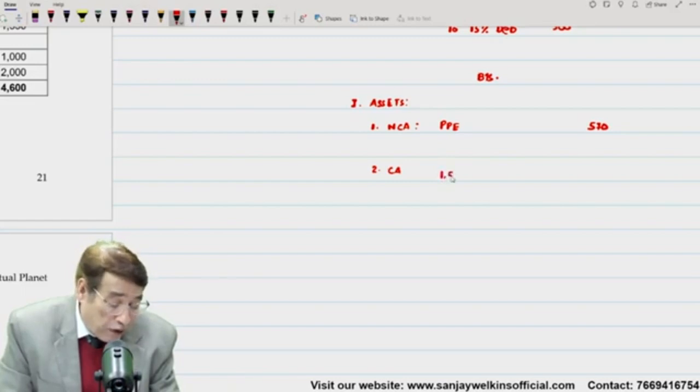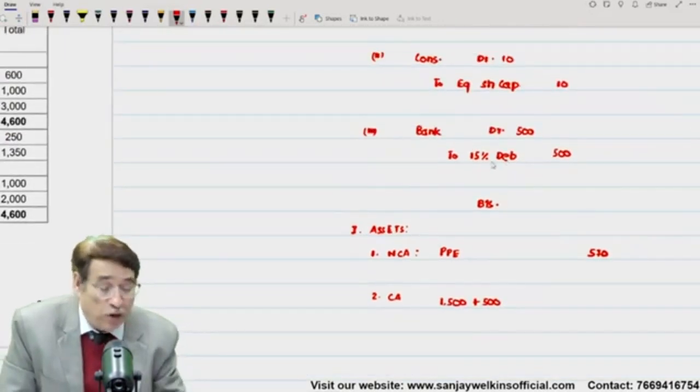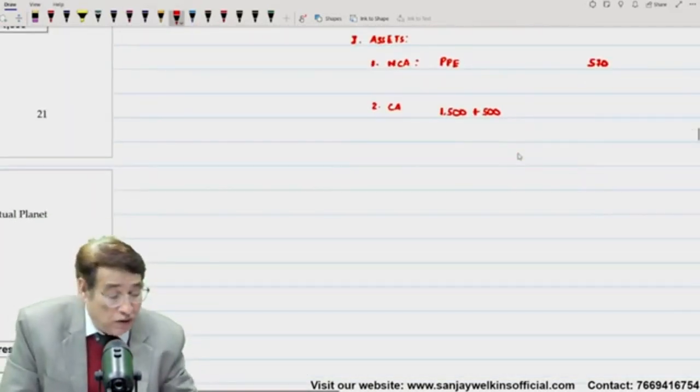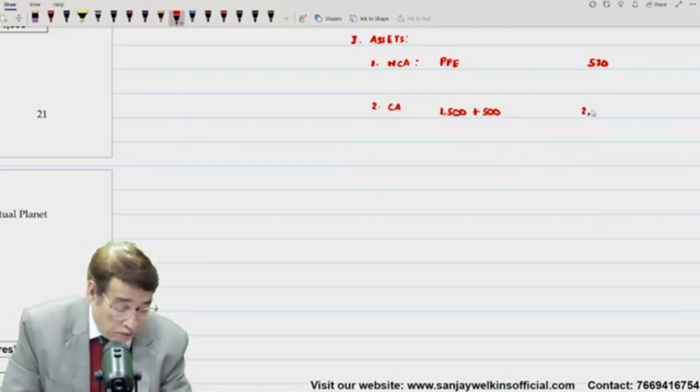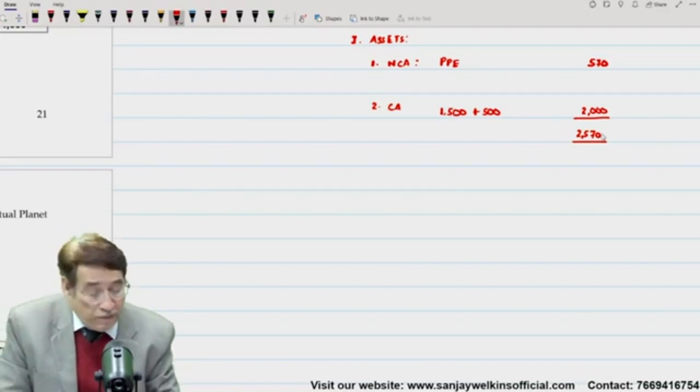But we also received some cash also. 500 worth of cash is also received because of issuance of the debenture. Correct? So 2000 will be the total. Is it clear to you or not? So 2570 will be the total of the asset side. Is it clear? Right, sir.